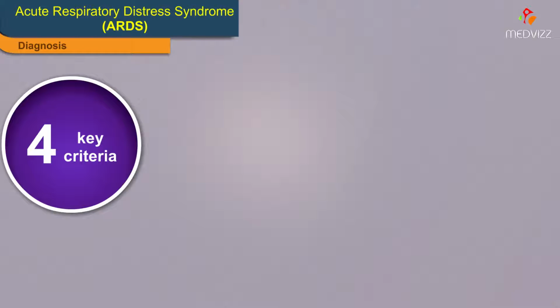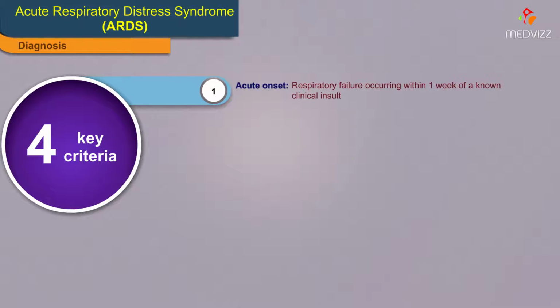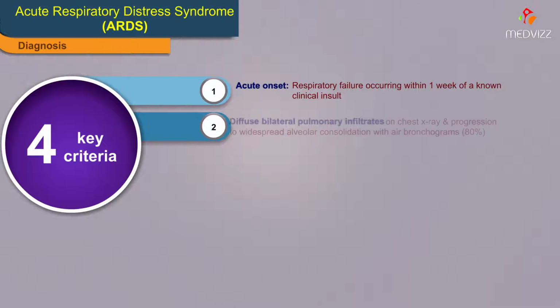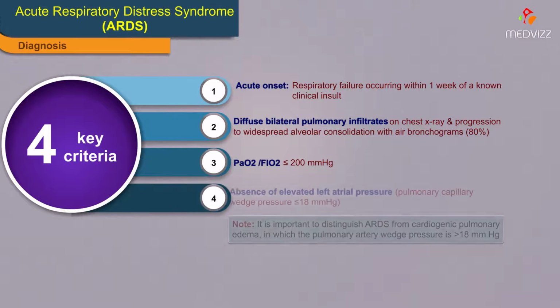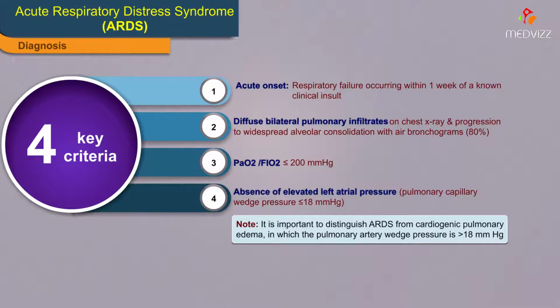Diagnosis. 4 key criteria for the diagnosis of ARDS include: number 1, acute onset, respiratory failure occurring within 1 week of a known clinical insult; number 2, diffuse bilateral pulmonary infiltrates on chest X-ray, and progression to widespread alveolar consolidation with air bronchograms, which is 80%. Number 3, a PaO2 or arterial partial pressure of oxygen in millimeters of mercury divided by FiO2 or inspired oxygen fraction less than or equal to 200 millimeters of mercury, which is severe hypoxemia not responsive to oxygen therapy. And the 4th criteria is absence of elevated left atrial pressure, or pulmonary capillary wedge pressure less than or equal to 18 millimeters of mercury.